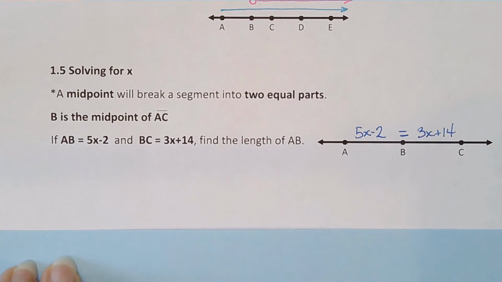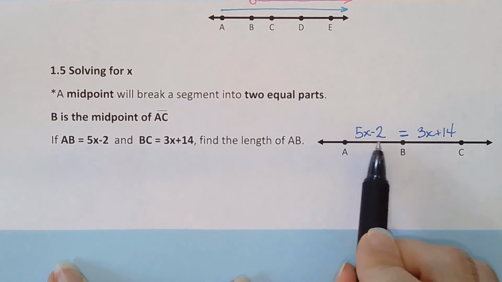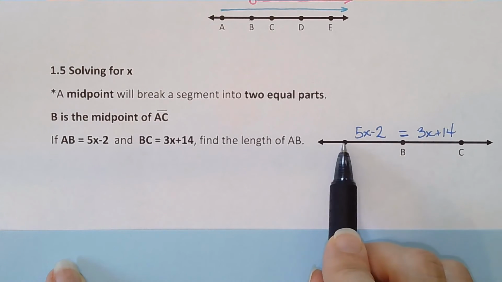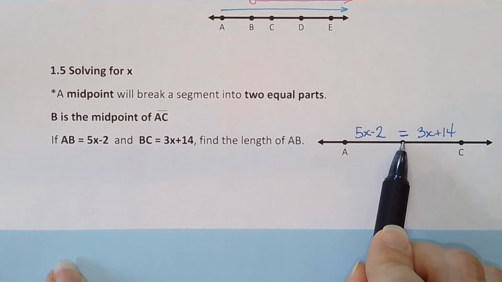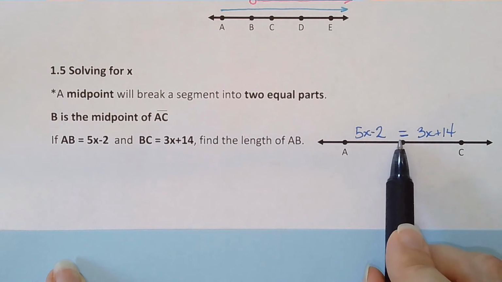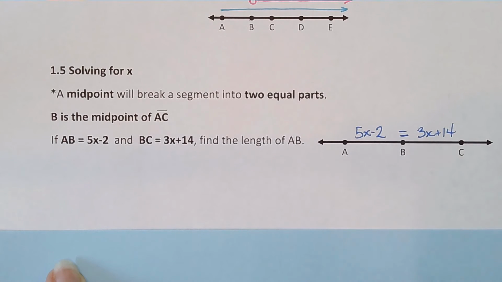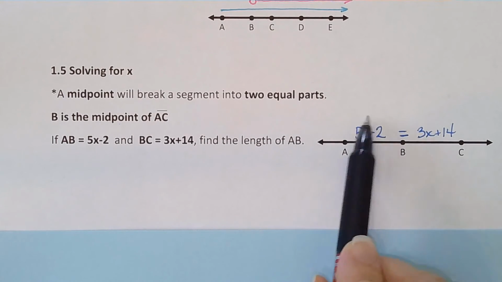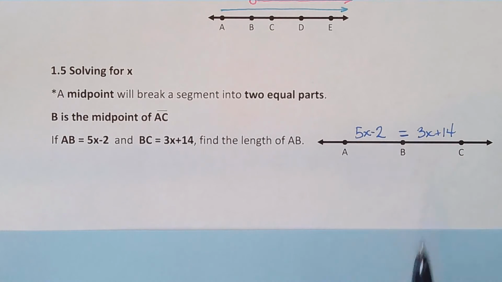Right? So do you see how I can just write in what the expression is for this piece right here, and I can also write in what the expression is for this piece right here, and because B is a midpoint, I know that those two are going to be equal to each other. So right away I've got my equation and it's all set up, right? That's the really nice thing about these types of problems where you have the midpoint. You can just write in what this part is, and you set them equal to.